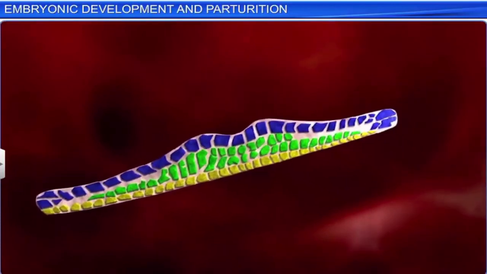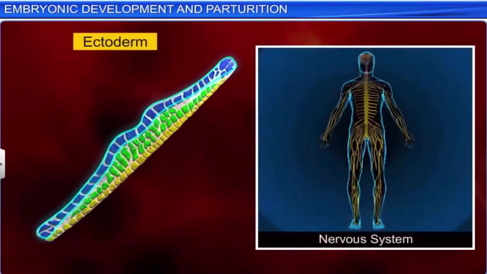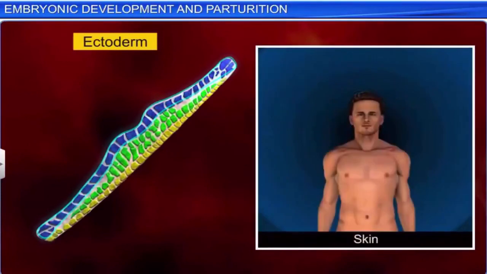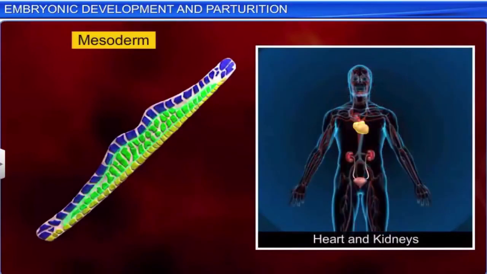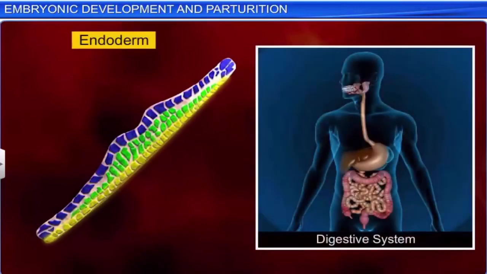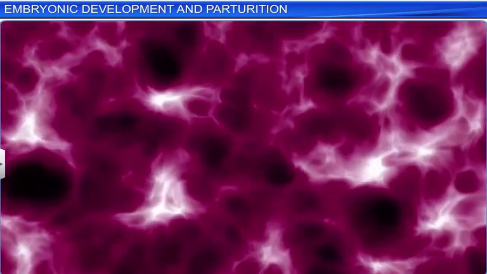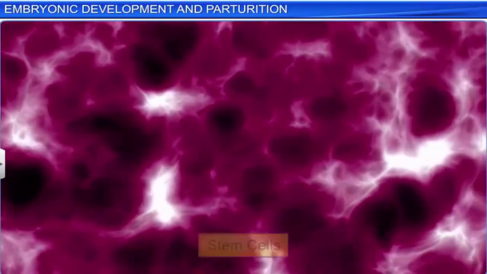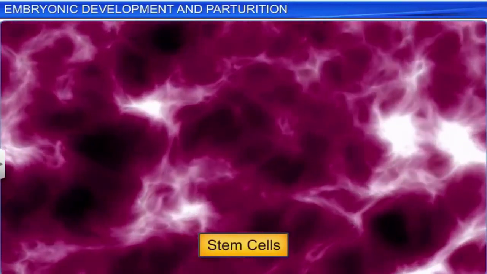The term germ layer indicates that each of the layers gives rise to tissues. The ectoderm, for instance, gives rise to the nervous system and the skin, whereas the mesoderm develops into muscles and organs such as the heart and kidneys, while the endoderm gives rise to the entire digestive system. Did you know that apart from the 3 germ layers, the embryonic disc also contains certain cells called stem cells, which have the ability to give rise to all the tissues and organs present in the human body?